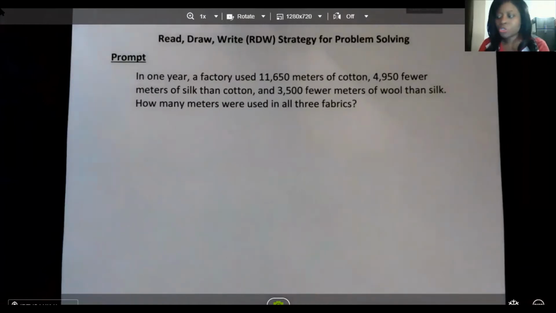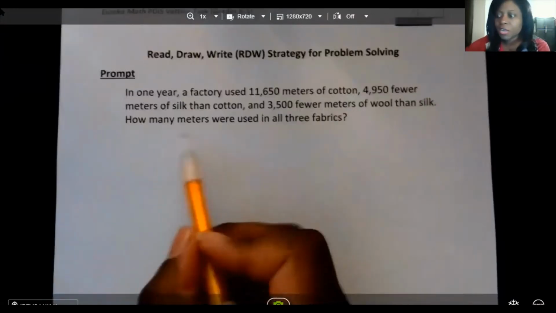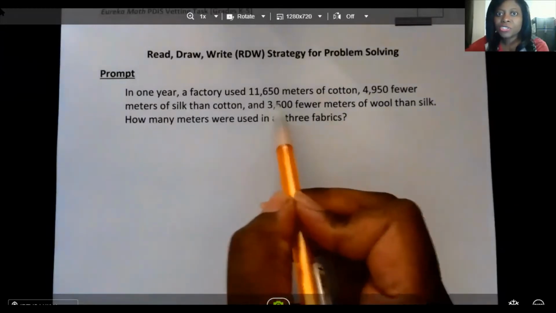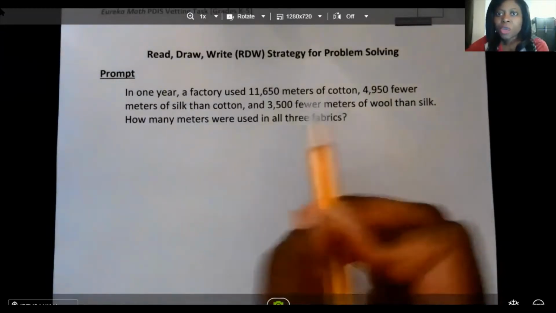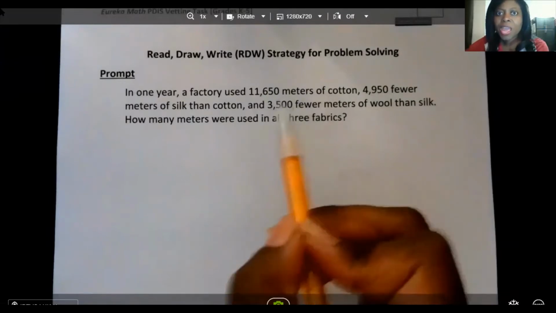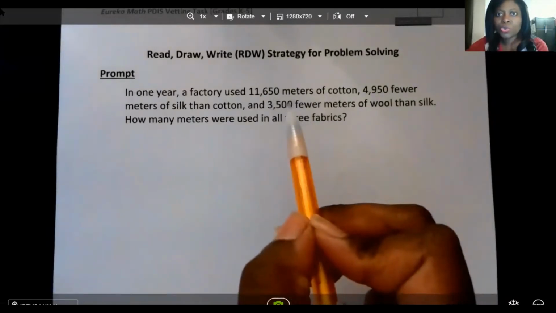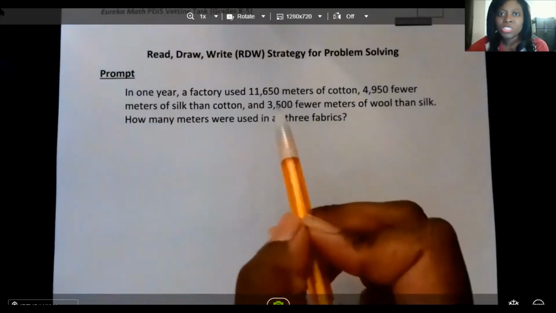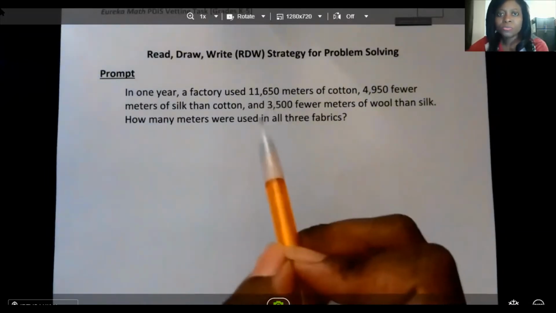Okay, so let's get started. I want you to think of two things as we go through this process. I want you to think, what do you see? And I want you to also think about what can you draw. So let's start again. In 1 year, a factory used 11,650 meters of cotton. Okay, what do you see and what can you draw? There's two questions that I just asked you. I want you to type in the chat box, what do you see? What can you draw?